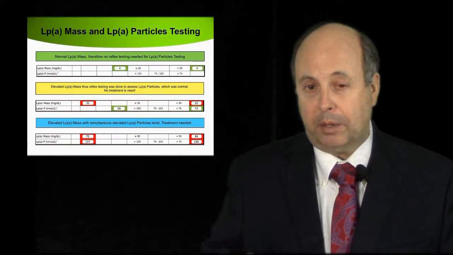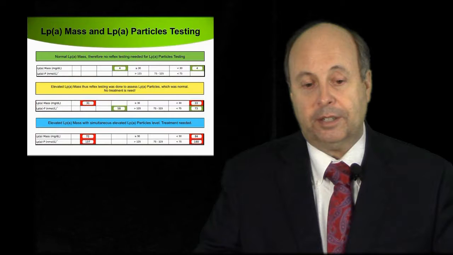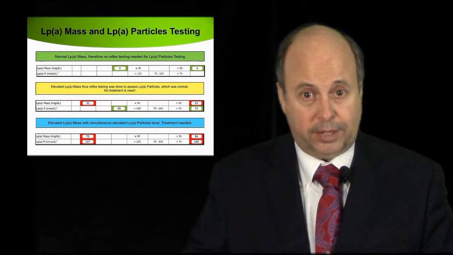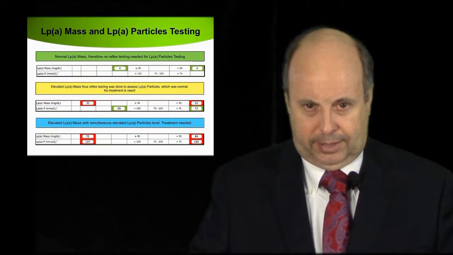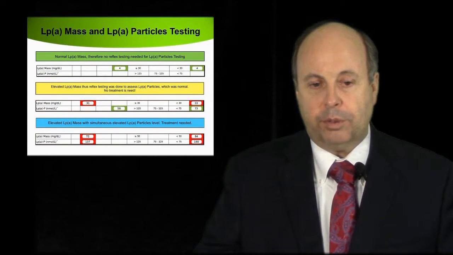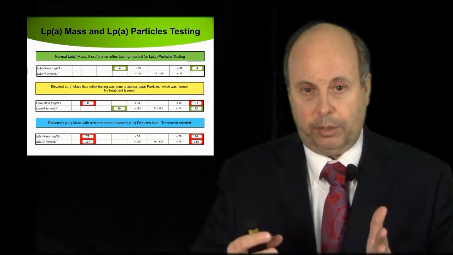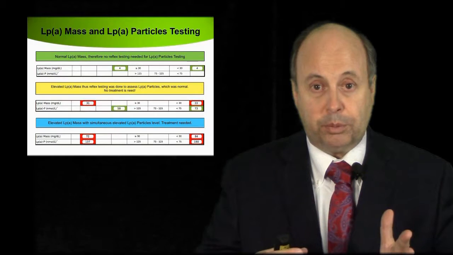But now on the bottom rectangle here, you see an Lp(a) mass that's significantly elevated, and an Lp(a) particle that's also significantly elevated. This patient requires treatment. It doesn't matter what their ethnicity is, and thus that'll help you settle some of the confusions of treatment. Now, the treatment for Lp(a), the only thing that we've found that works well is niacin. The best form of niacin that I found is treatment with Niaspan.